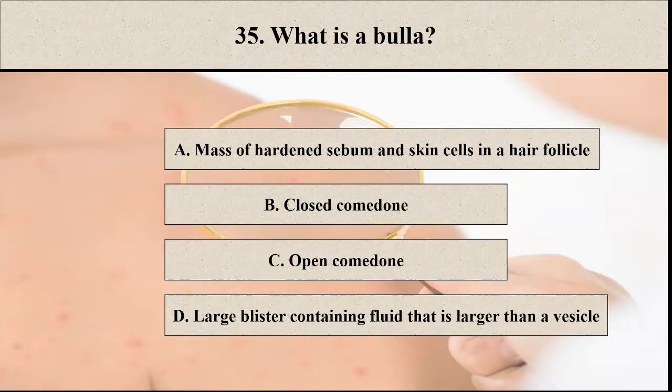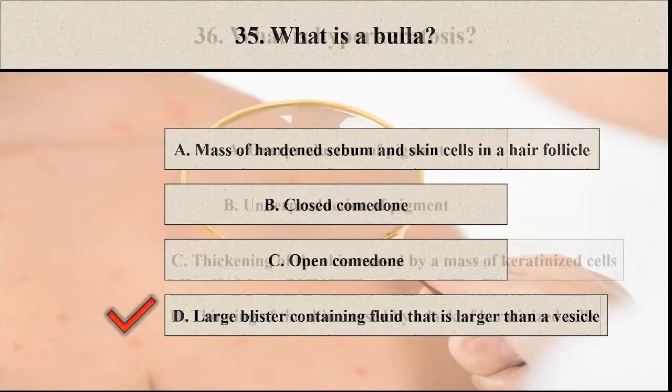What is a bulla? Is it mass of hardened sebum and skin cells in a hair follicle? Closed comedone, open comedone, large blister containing fluid that is larger than a vesicle. If you chose D, large blister containing fluid that is larger than a vesicle, you are correct.